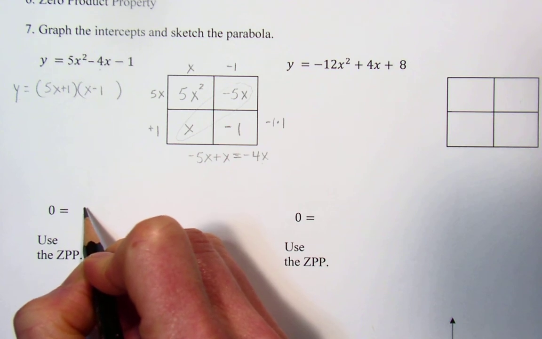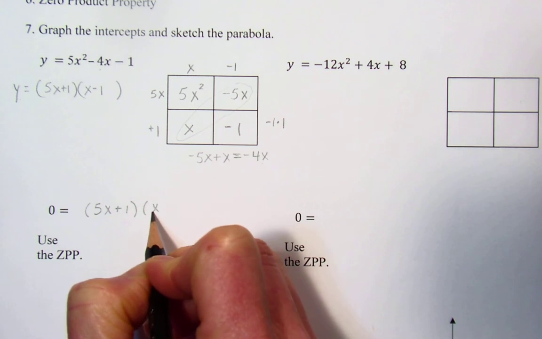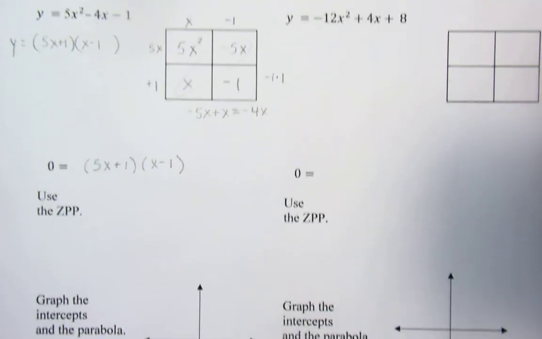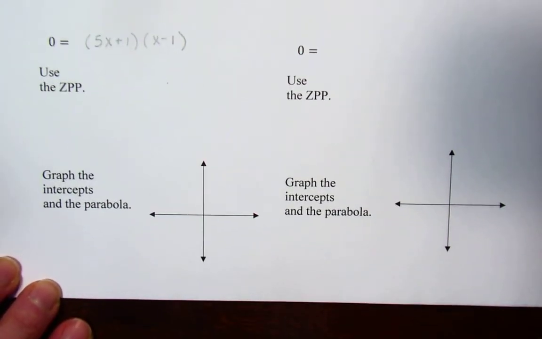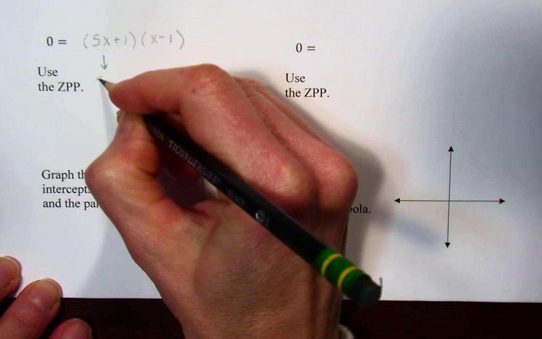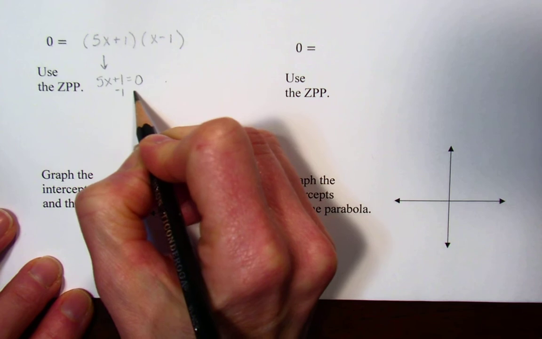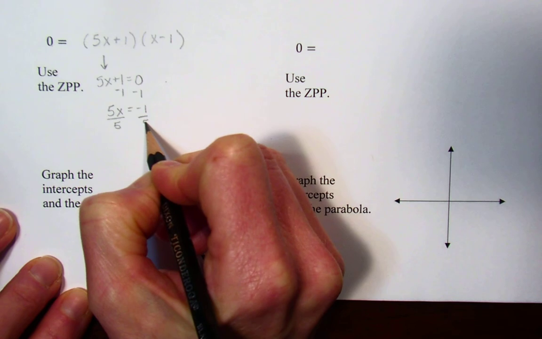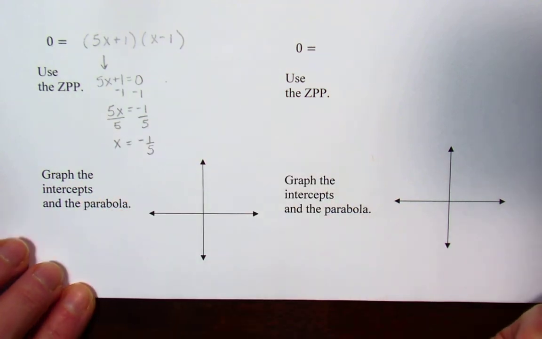Now I'm going to move those factors down here because I have to set each factor equal to 0 in order to find my x-intercepts. And if you remember from previous lessons, that 0 is important because all x-intercepts have a y value that is 0. So I take this factor, 5x plus 1, set it equal to 0, solve for x using the inverse of addition, and then the inverse of multiplication. So one of my x-intercepts is going to be at -1/5.